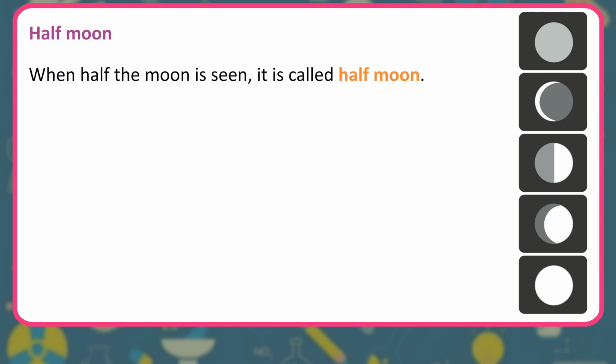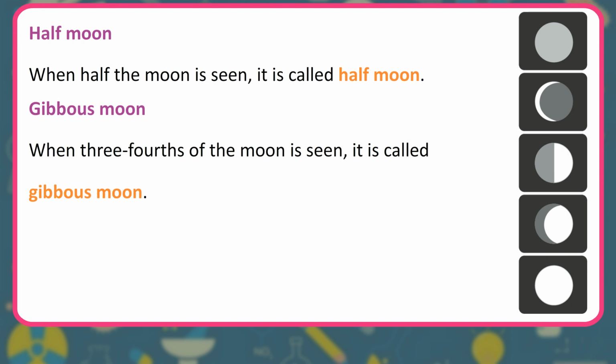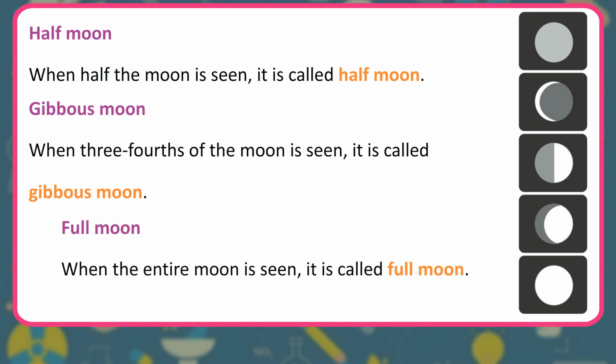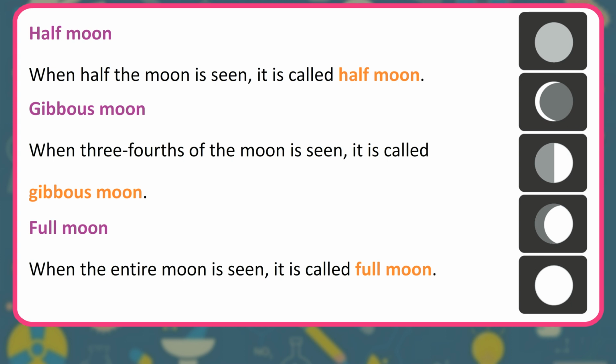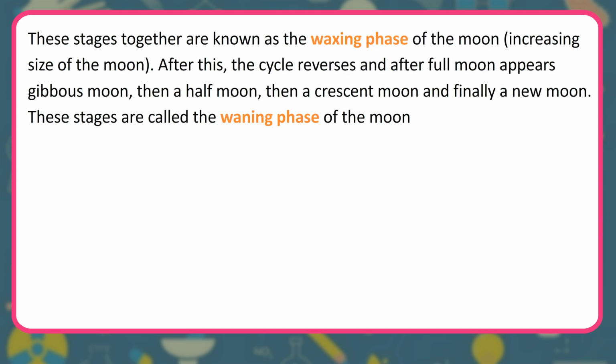Half Moon. When half the Moon is seen, it is called Half Moon. Gibbous Moon. When 3/4 of the Moon is seen, it is called Gibbous Moon. Full Moon. When the entire Moon is seen, it is called Full Moon. These stages together are known as the waxing phase of the Moon, increasing size of the Moon.